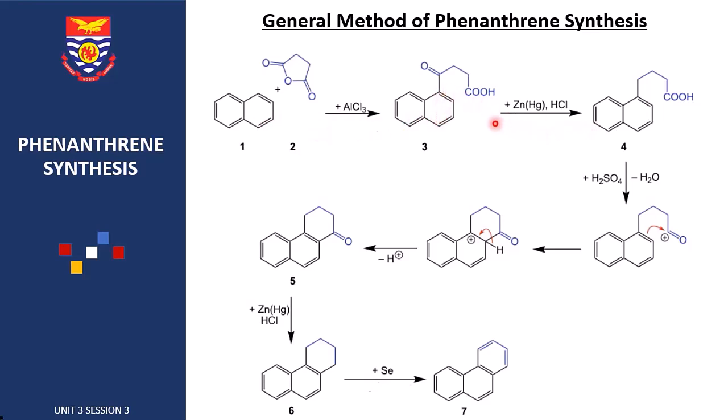So the Clemmensen reduction goes on. There's the acid hydrolysis leading to the ring closure. There's the reduction leading to our fused three-membered ring, which is not aromatic. So reduction with selenium is what eventually leads to our final product, phenanthrene, with the three fused benzene rings intact.